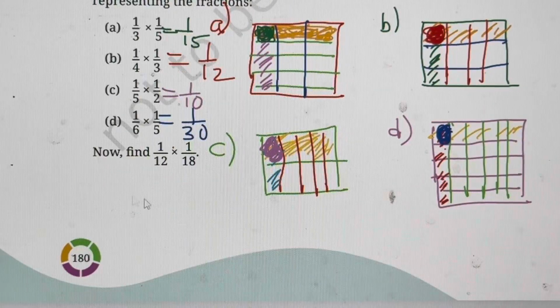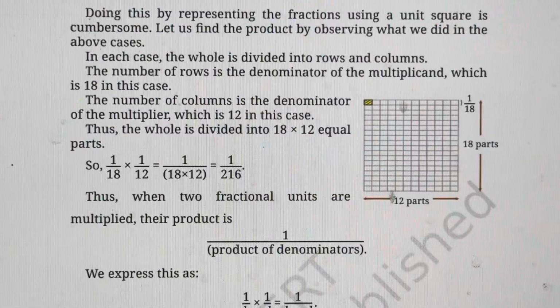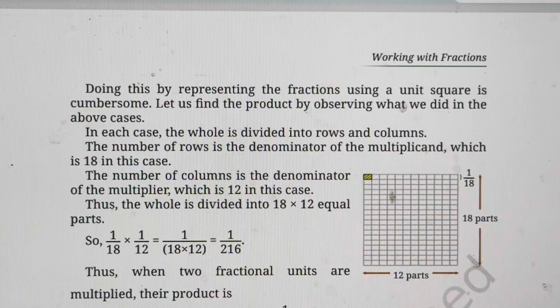Now find out 1 upon 12 and 1 upon 18. Now this is going to be very cumbersome. It will be time consuming and it is boring also, right? So doing this by representing the fractions using a unit square is cumbersome. Let us find the product by observing what we did in the above cases.